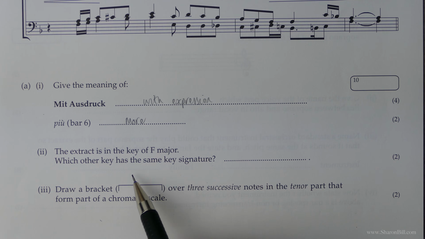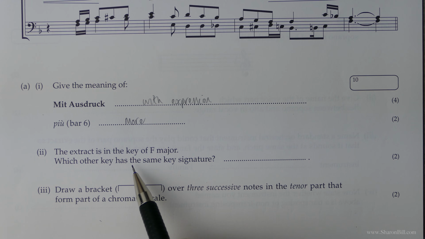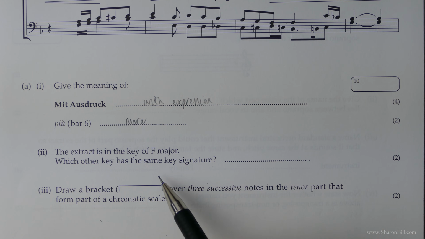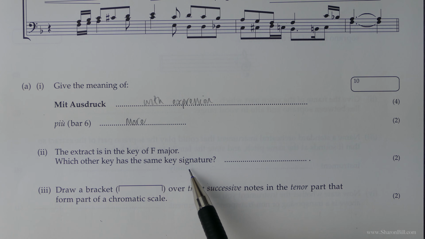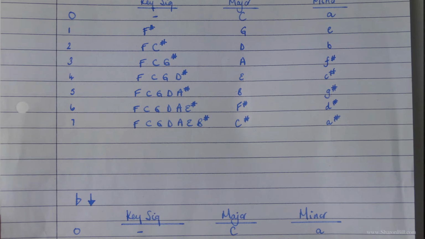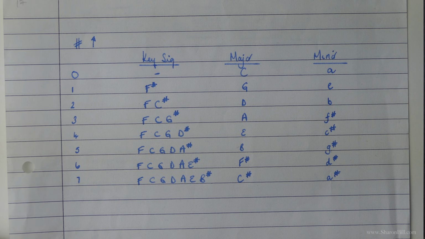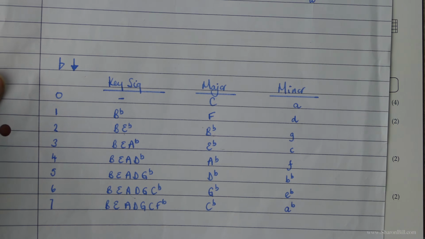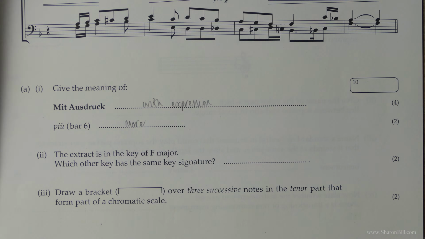So now we've got a bit of general information here. The key of the extract here is in F major, we're told. Which other key has the same key signature? So we're looking for related keys. Now I always suggest that at the beginning of a paper, you always sketch out your circle of fifths. So you've got all your major and minor keys and the key signatures all written out first. You've only got to think of that once, and then you can just relax and keep referring back to it.